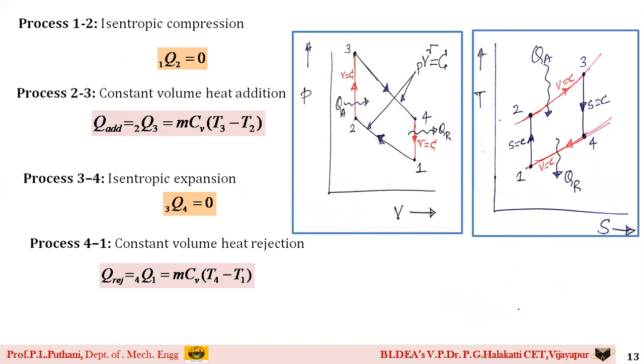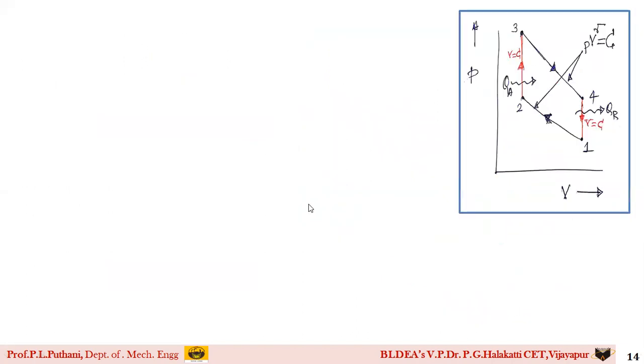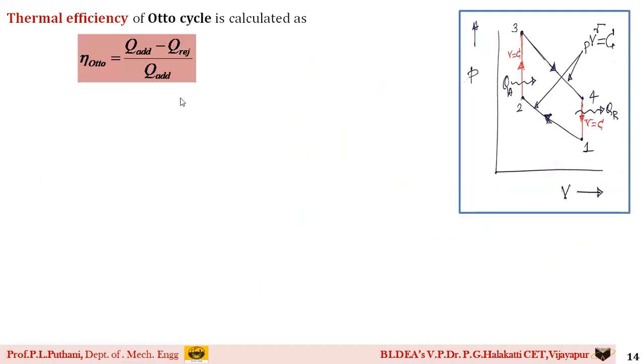So therefore, if I write this in this form, the thermal efficiency is calculated as heat addition minus heat rejection, divided by heat added. We have seen heat addition is m Cv (T3 minus T2), and heat rejection is m Cv (T4 minus T1). So I will substitute those terms here.